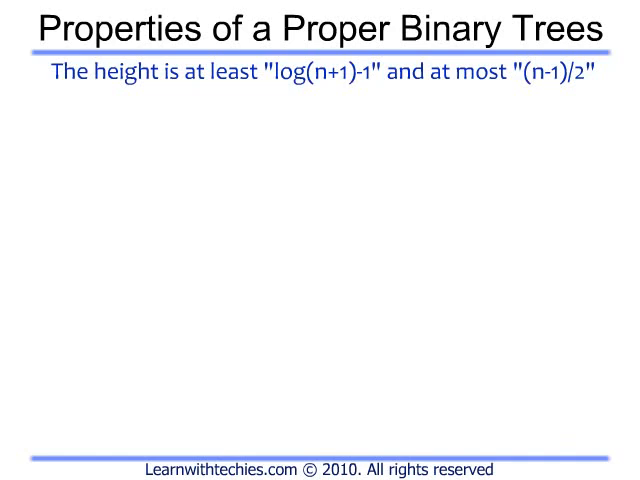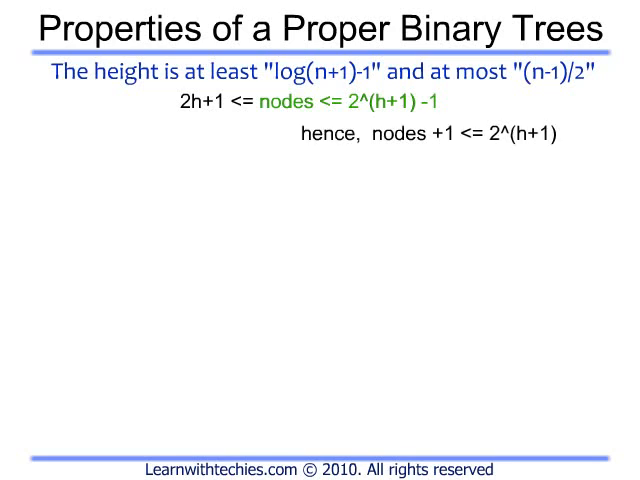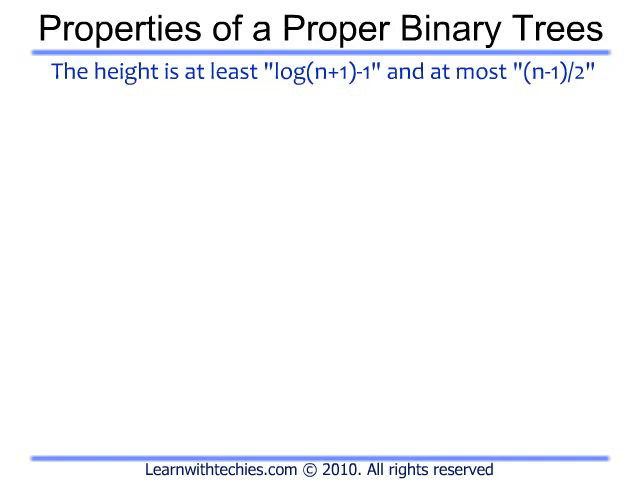Height of any binary tree is at least 1 less than log of nodes plus 1, and at most, half of nodes minus 1. Let's prove it mathematically first. We already saw this in the previous slide. Let's prove the first part. Now, let's prove the second part. So, we have proved it theoretically.